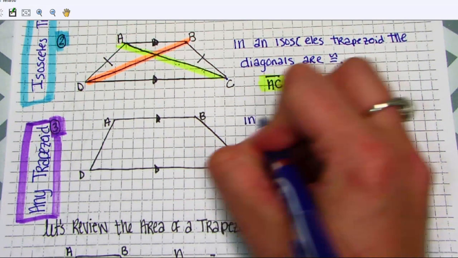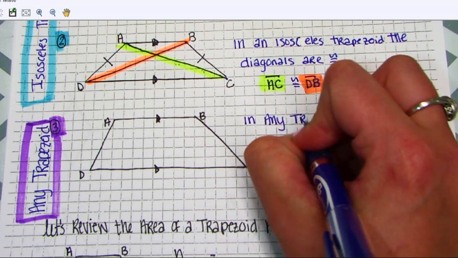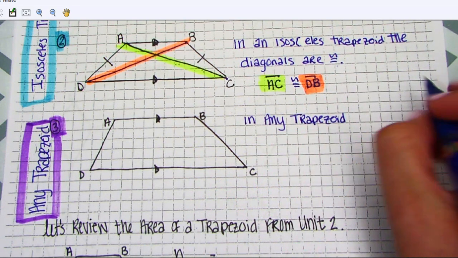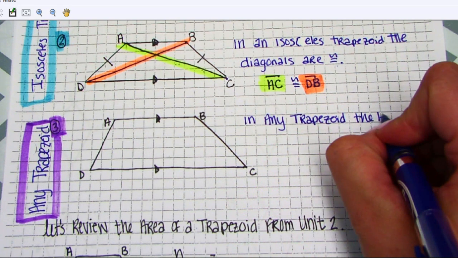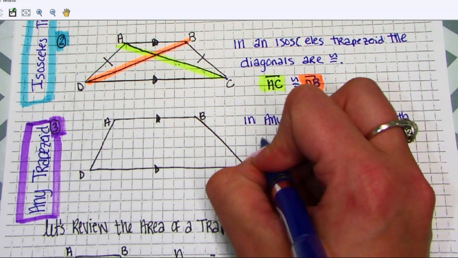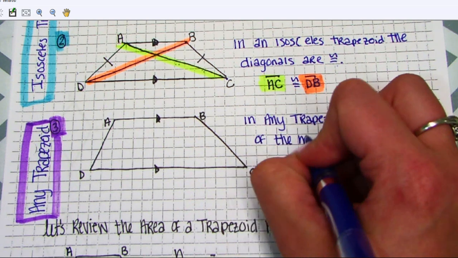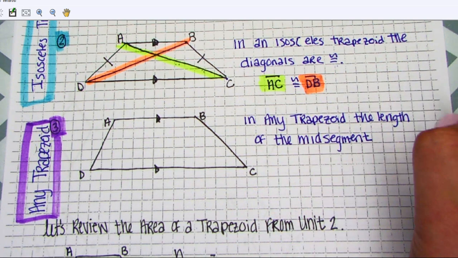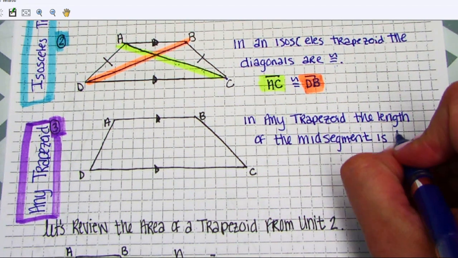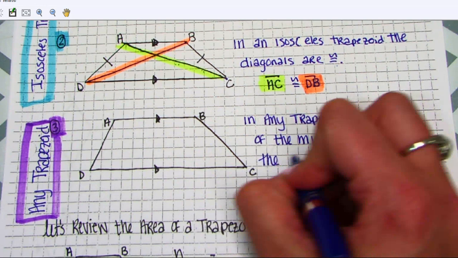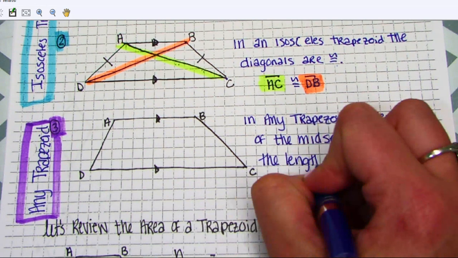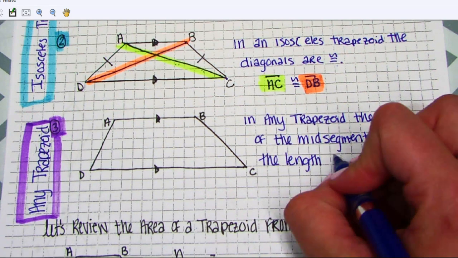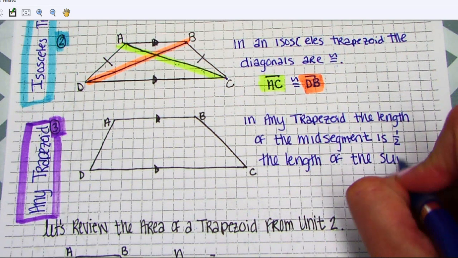So in any trapezoid, the length of the mid-segment, so we are going to draw a mid-segment here, is half the length of the sum of the bases.